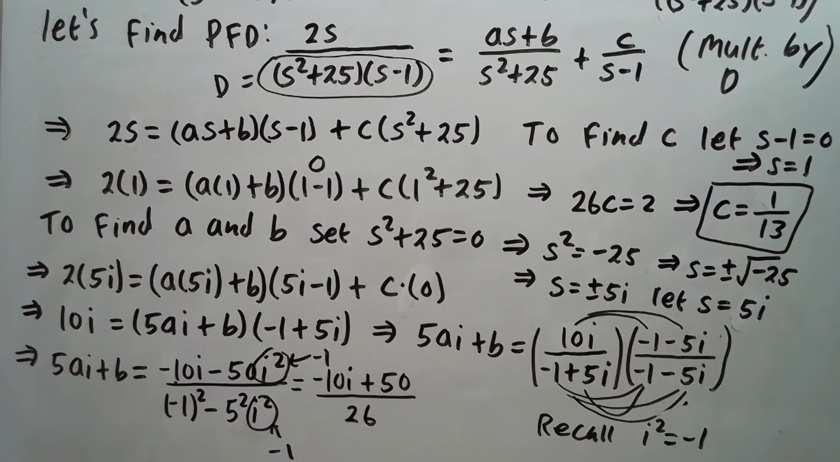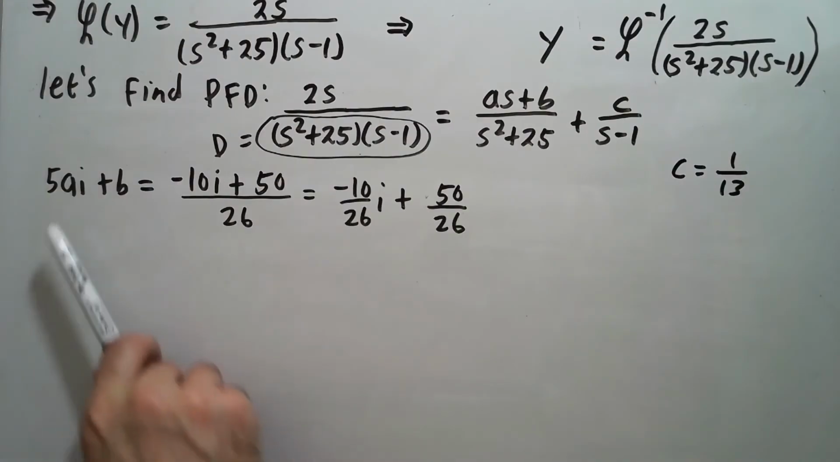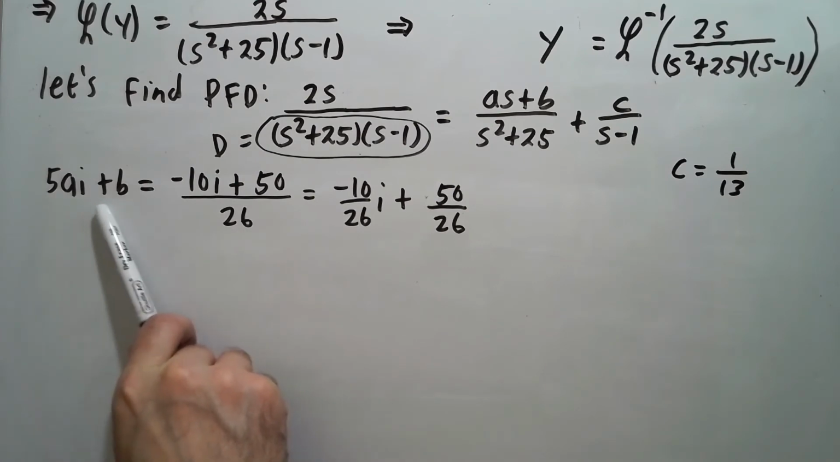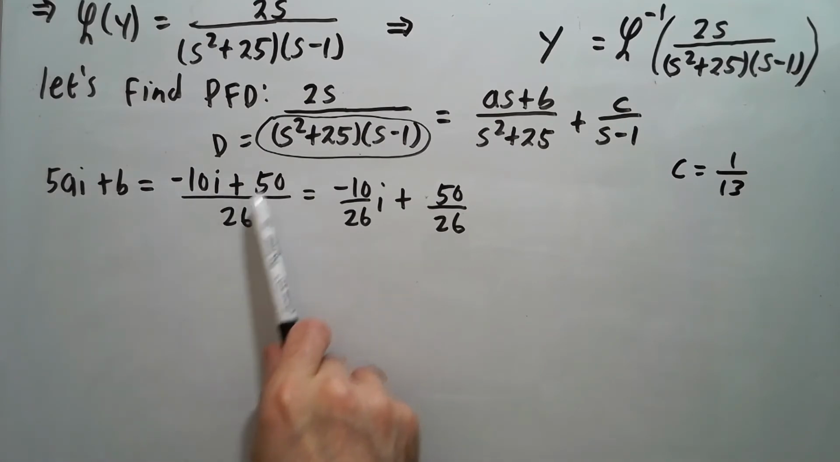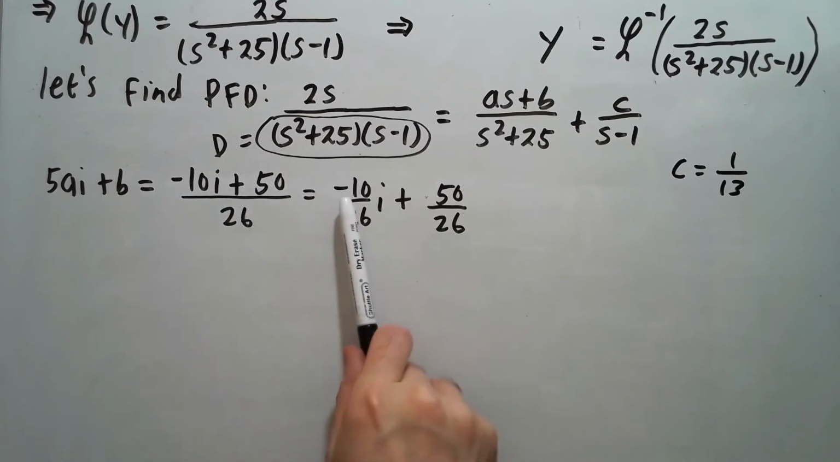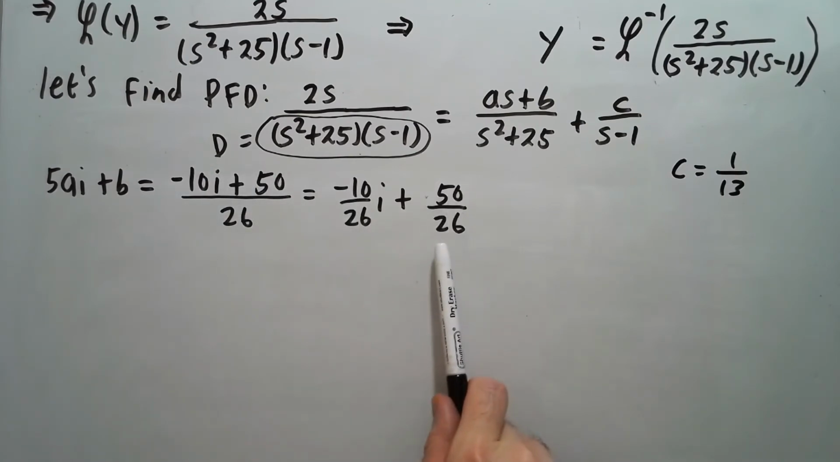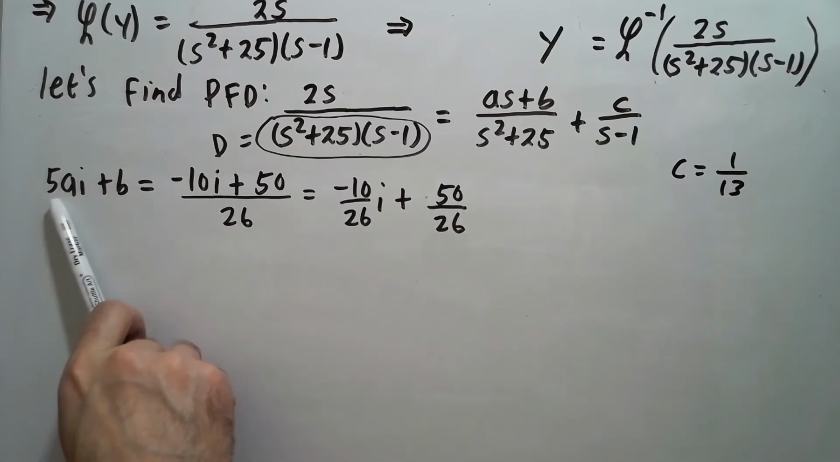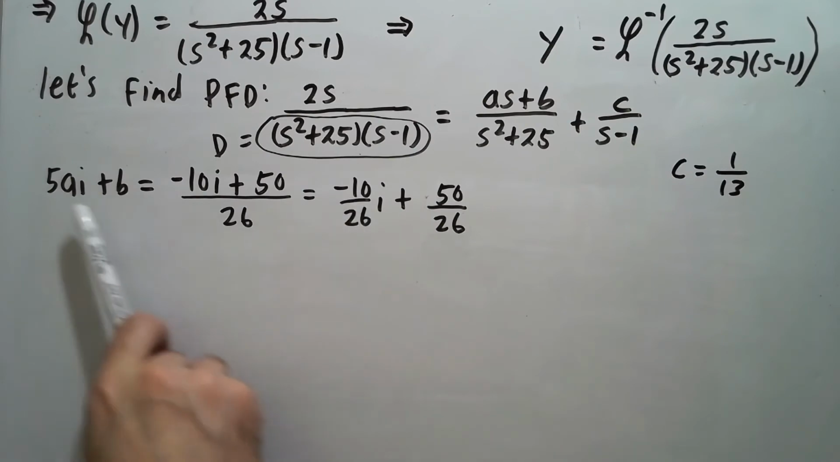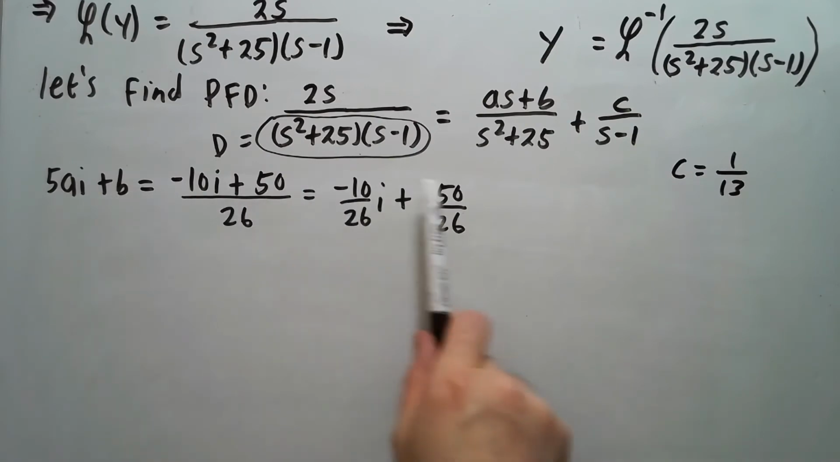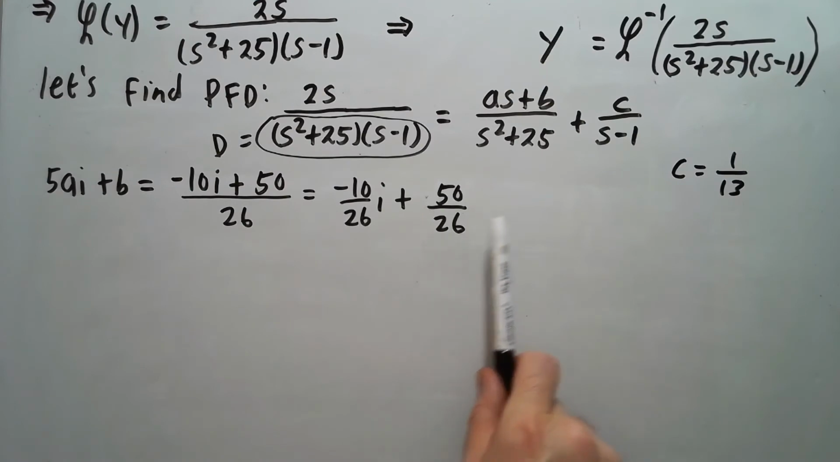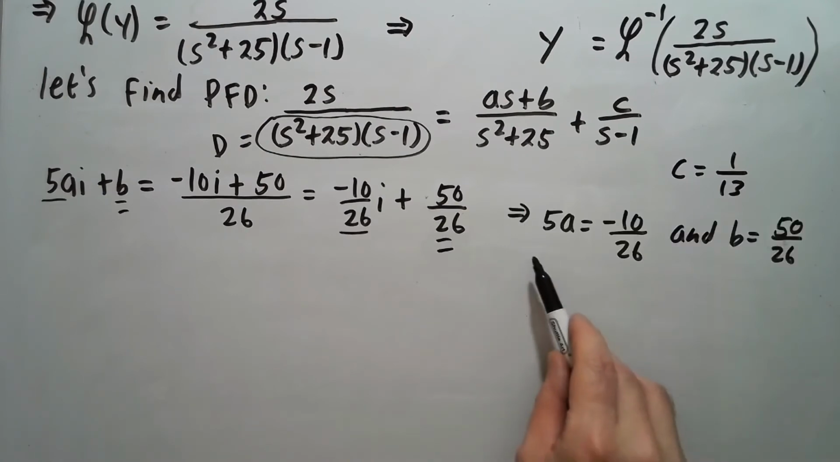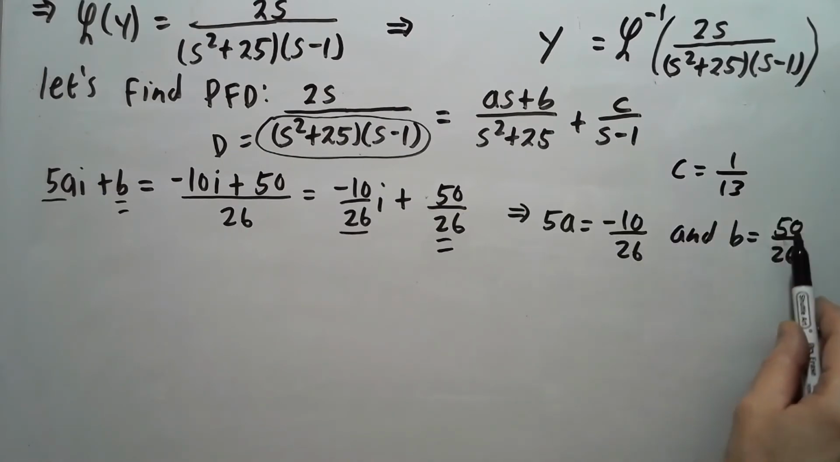Okay, so we have 5ai plus b equals negative 10i plus 50 over 26. We can break this up as negative 10 over 26i plus 50 over 26. Now for these two sides to be equal, the 5a must correspond to the negative 10 over 26 because they both have an i in them, and the b must correspond to the 50 over 26. So let me note that here. We'll have 5a equals negative 10 over 26 and b equals 50 over 26.